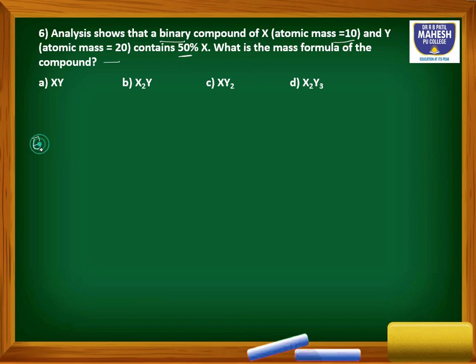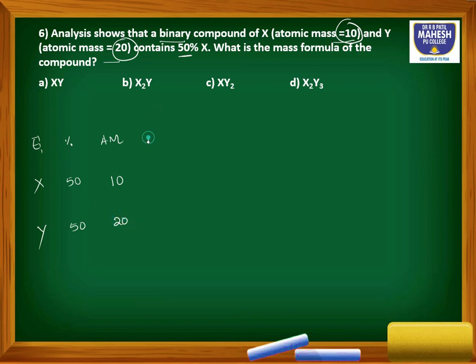Two elements they given, students. One is X, another one is Y. And the percentage composition also they given. X has 50%, Y also has 50%. They given atomic mass also. X has atomic mass of 10, whereas Y has atomic mass of 20.